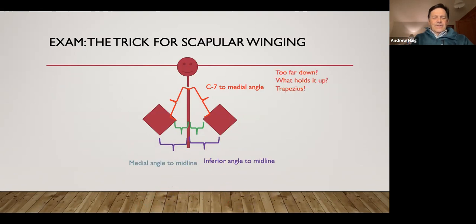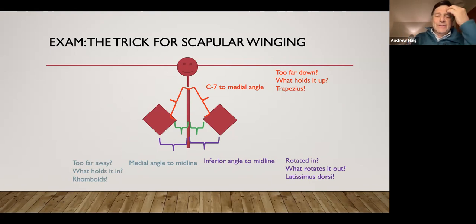Look at it. If the right scapula is too far down, you got to go, well, what should be holding it up? Well, the trapezius holds it up. I bet there's a trapezius problem causing scapular winging. It's that simple. If the inferior angle is rotated really in, you go, well, what rotates it out? The lats will pull it out. Well, I bet you the winging is from the lats. And if the medial angle is too close to midline, or is too far away from midline, you go, well, what would hold it in? And it's the rhomboids. So by just measuring, unless it's really subtle, you already know what it is.